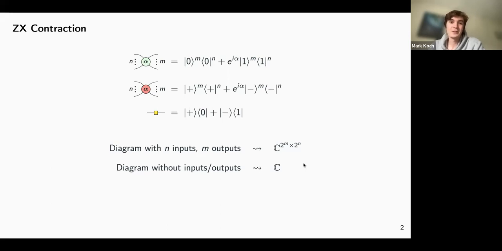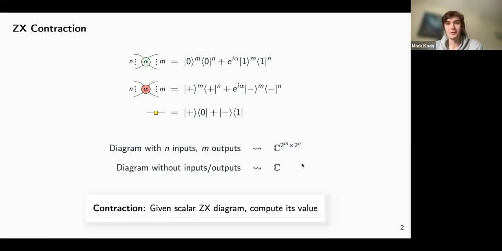And the main thing we're interested in is, given such a scalar diagram, compute this complex number. I call this contraction here, but you could also call it evaluation or something else. It's essentially just, given a scalar diagram, compute the scalar. As it turns out, this is a quite powerful operation, and you can do lots of interesting things with this.